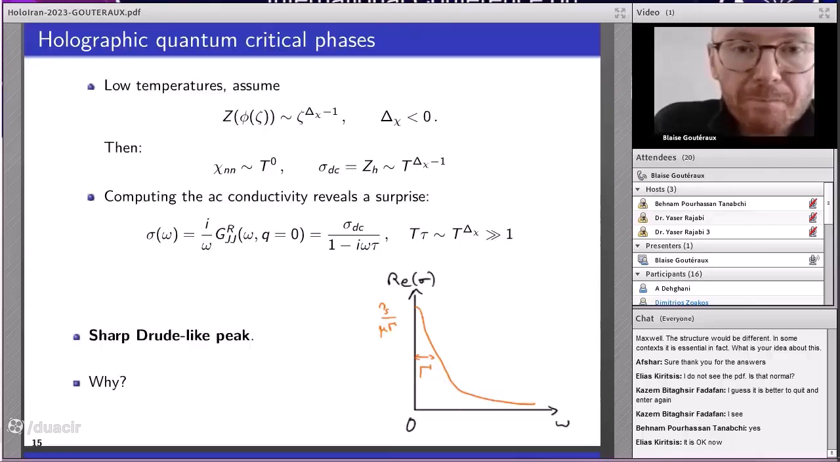We find some non-trivial frequency dependence in the form of a Drude-like peak, which means that we have a peak centered at zero frequency and of a width gamma, which is 1 over tau, where tau is some timescale that's governed by this delta chi. This is a sharp Drude-like peak. It's telling us that there is a very long-lived collective excitation at low temperatures. And this is really not part at all of charge diffusion. So we'd like to understand why.